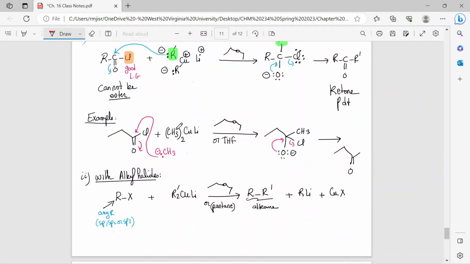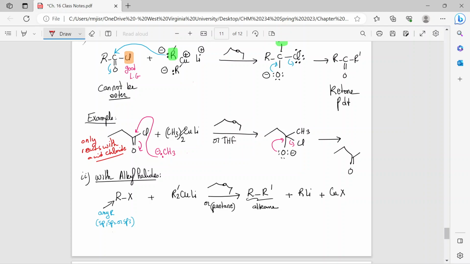Let's have another example. Here I have the CH3 as the R of the Gilman. Again, Gilman only reacts with acid chloride. This is the only carbonyl that Gilman reacts with. It doesn't react with esters, no ketones, no aldehydes.